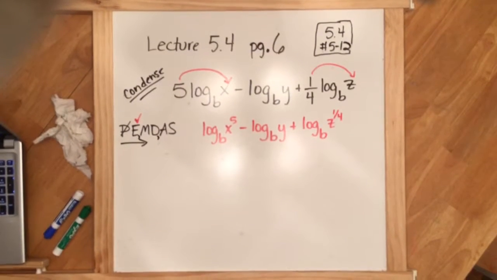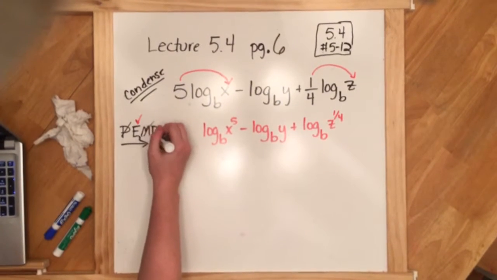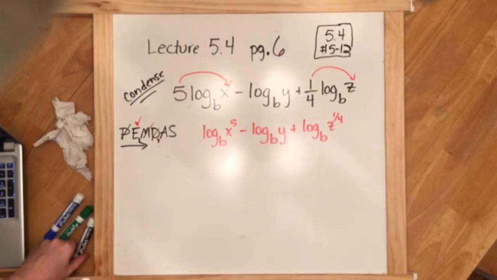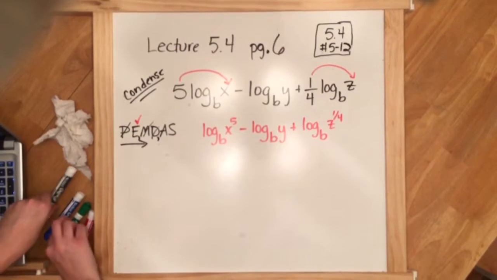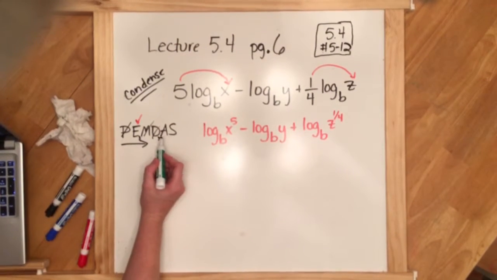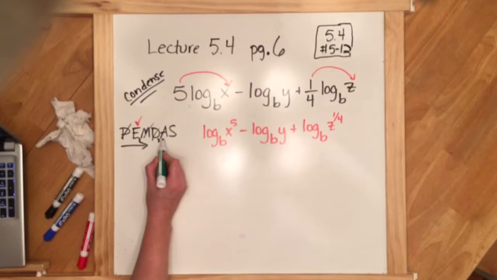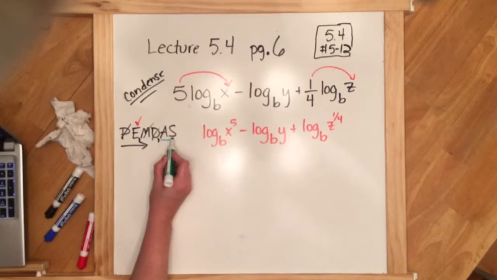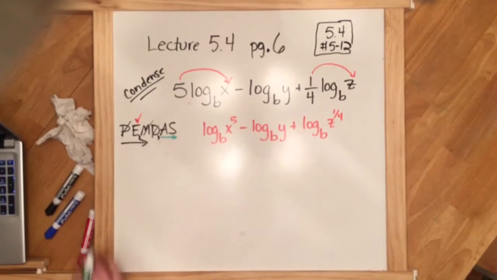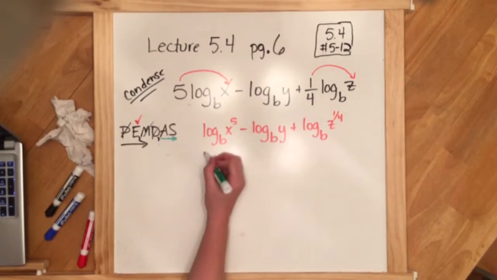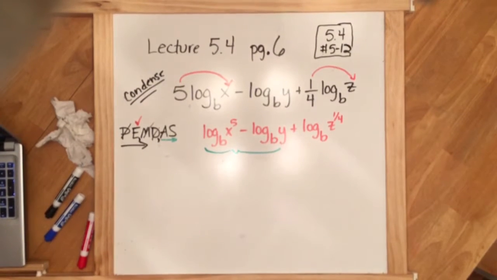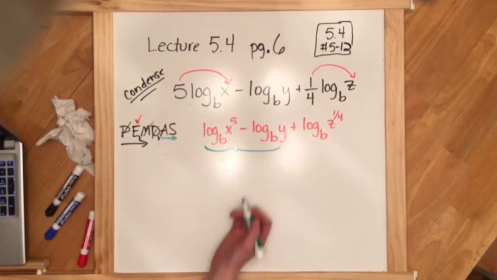And the next thing we ask ourselves is, do we see any multiplication or division signs? And we don't. And lastly, we need to ask ourselves, do we see any addition or subtraction? And we need to do this in the order of operations way. We do addition and subtraction in order from left to right. So the first thing we see in order is subtraction. So we need to combine those first.